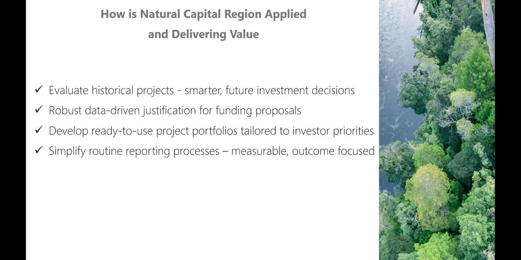The third one is about, at a larger scale, developing ready-to-use project portfolios which are tailored to investors' priorities. And what I mean by this is that the app allows you to look at a range of activities that you might invest in. So it could be soft and hard engineering versus nature-based solutions.